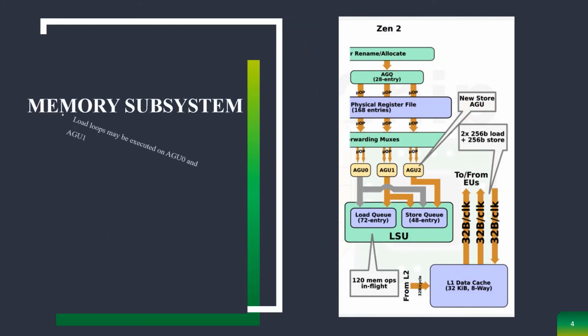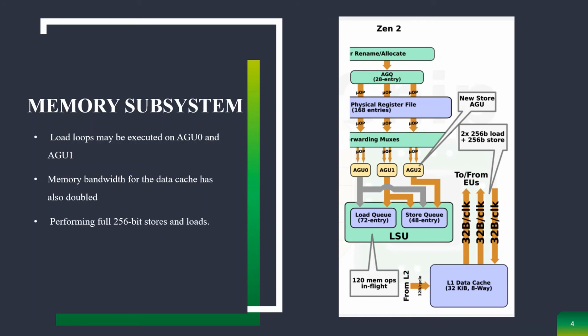So next, I would like to talk about the memory subsystem. The memory subsystem has been enhanced on Zen 2. The L2 data TLB is now 512 entries bigger, and for the load ops, they may be executed on AGU0 and AGU1, while stores can be sent to any of the three units.